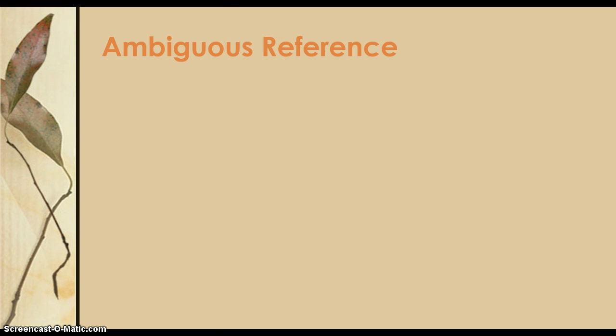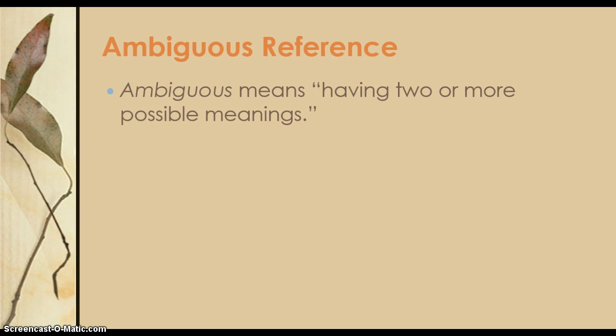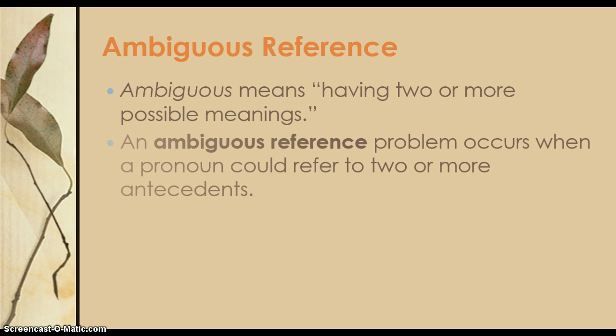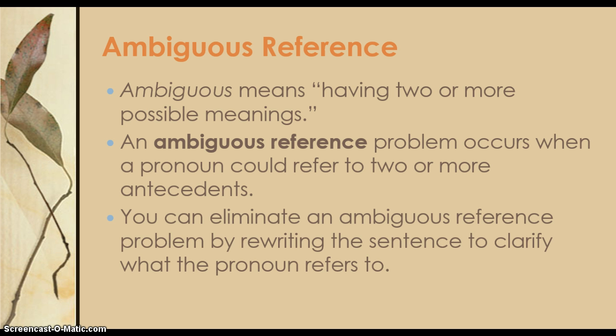Then we have ambiguous reference. First let me give you the definition of ambiguous. Ambiguous means having 2 or more possible meanings. That can make it very confusing if you're trying to figure out what a writer is talking about. An ambiguous reference problem occurs when a pronoun could refer to 2 or even more than 2 antecedents. Let's look at some examples in a minute and talk about how to fix those. It's easy to eliminate these references by rewriting the sentence so that you clarify what the pronoun refers to.